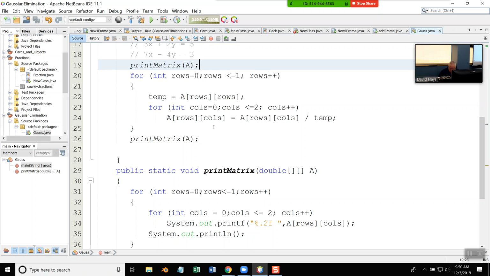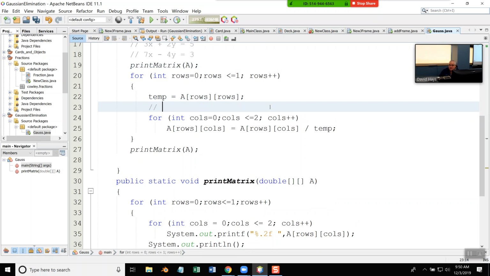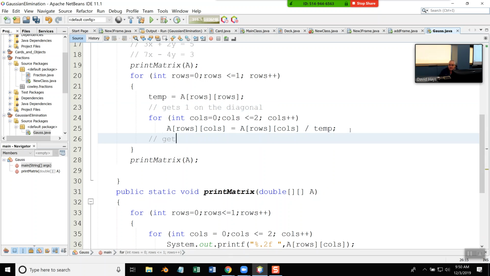So I'm still sitting on row 1. So under row 1 here, this gets 1 on the diagonal. This needs to get 0s below it.